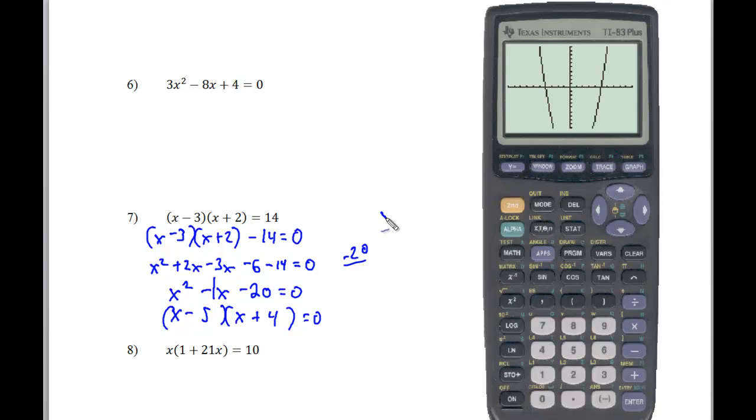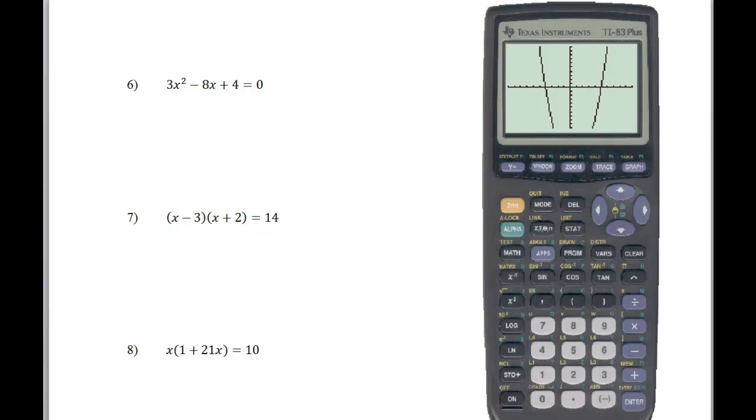So now that I have x minus 5 equals 0 and x plus 4 equals 0, I solve for x by moving the numbers to the other side, and so I have my negative 4 there and my positive 5 here. Whew, let's go to the next problem. Okay, problem number 8.